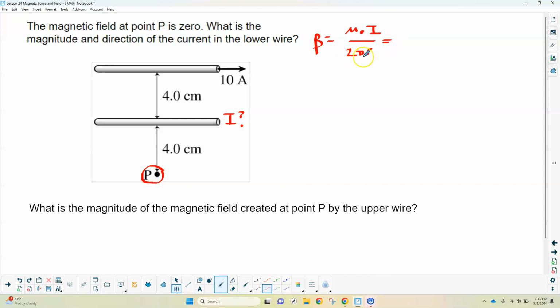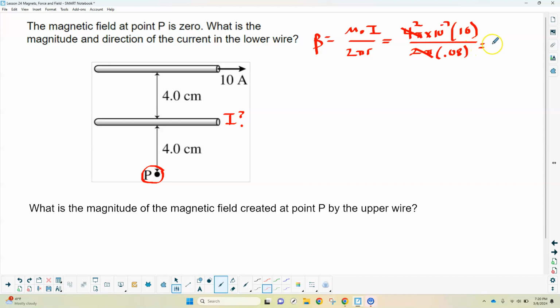I'm going to plug into that. μ0 is the constant, so that's 4π times 10 to the negative 7. I is 10, and then we're going to divide that by 2π times r. So we need to figure out what r is for the upper wire. If it's 4 between the wires and another 4 to point P, that's 8 centimeters, which is 0.08 meters. I can cancel out the 2π and 4π and just get 2 on top. So this would be 20 times 10 to the negative 7 divided by 0.08.